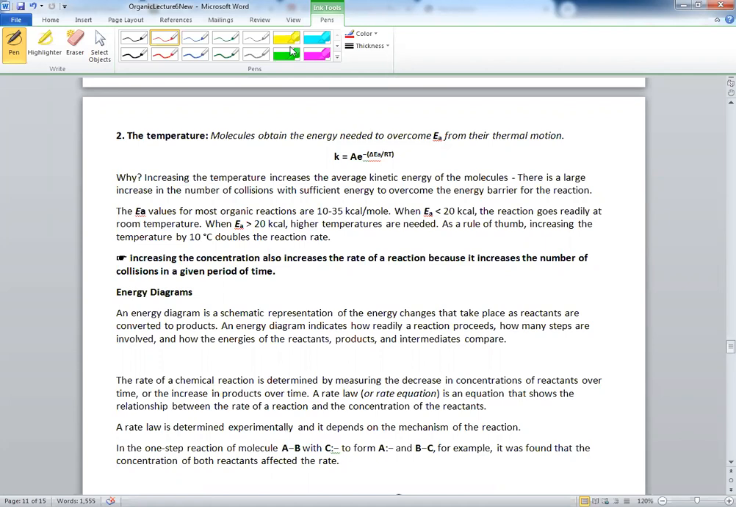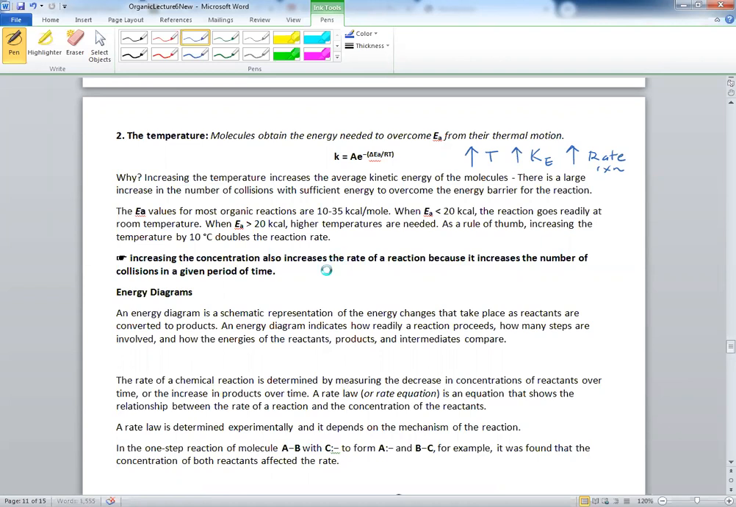So all I'm going to say here to summarize all of this is that you increase the temperature, you increase the kinetic energy, which increases the rate, or the reaction rate, of the reaction. Makes sense, makes them move faster, and they do.